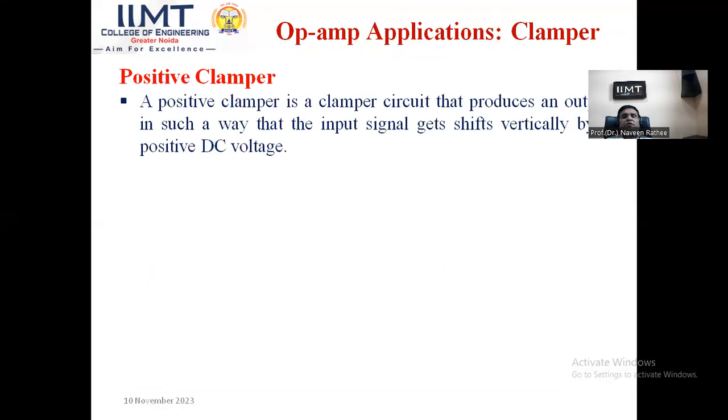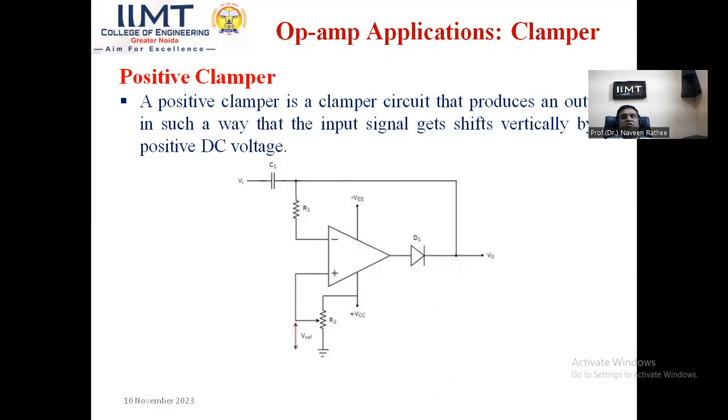Now, let me take quick examples of the positive clamper. A positive clamper is a circuit which produces an output in such a way that the input signal gets shifted vertically by the positive DC voltage. So this is one circuit. In a clamper, the first important thing is that you need to have a capacitor, along with the diodes and resistor. So this is a positive clamper. What do we mean by positive clamper? We'll see the circuitry now.